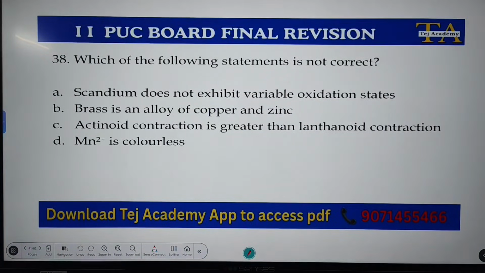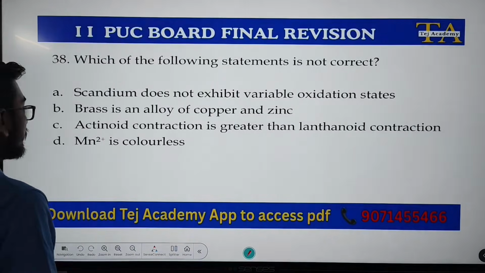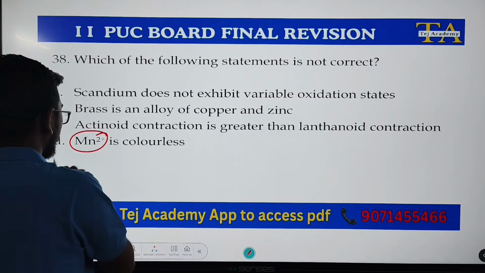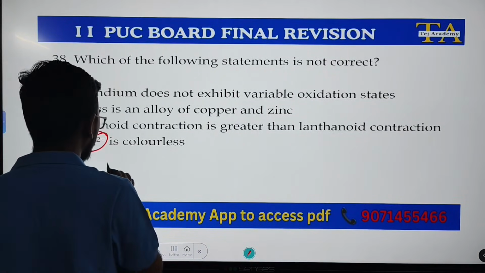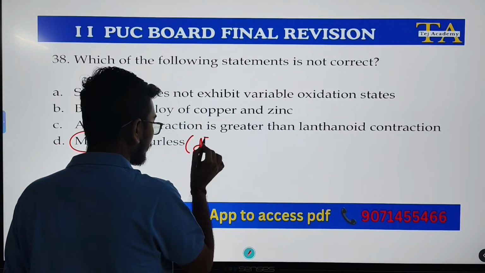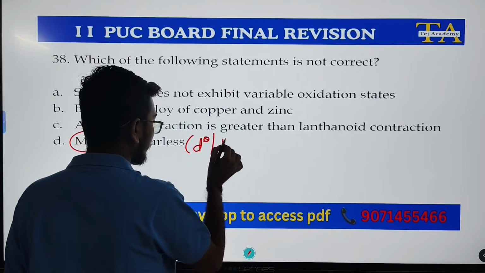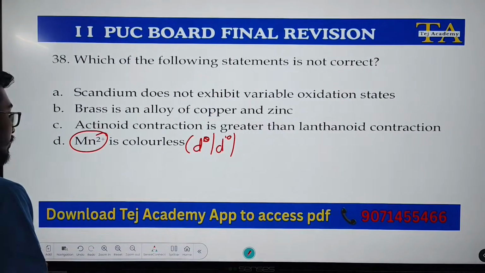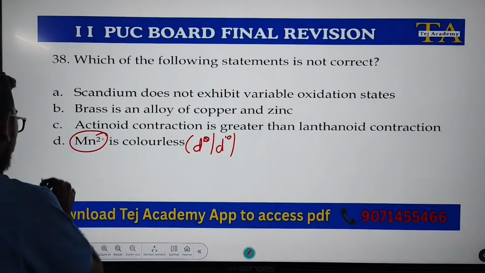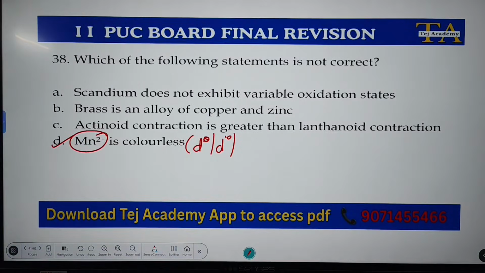38. Which of the following statements is not correct? A. Scandium does not exhibit variable oxidation state. Brass is an alloy of copper and zinc. Actinoid contraction is greater than lanthanoid contraction. Mn2+ is colorless. See, Mn2+ has unpaired electrons. If colorless, it should have d0 or d10. But Mn2+ has unpaired electrons, so it is a colored compound. So option D is the correct answer.